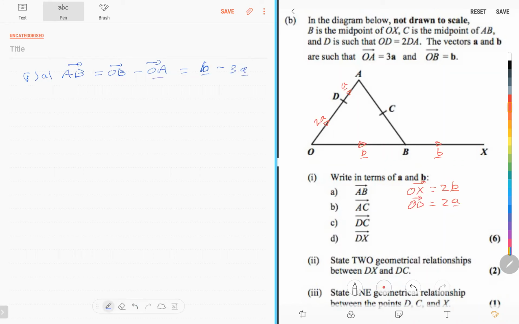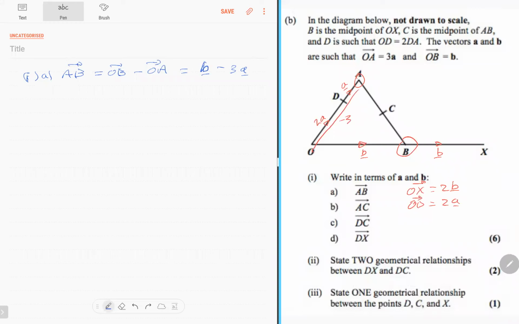Because this is 3A. Or we could look at the diagram and ask, how do we go from A to B? We can go 3 this way, 3A this way, which is really minus 3A because you're going in the opposite direction to A. So that's minus 3A plus B. So we can look at it that way.